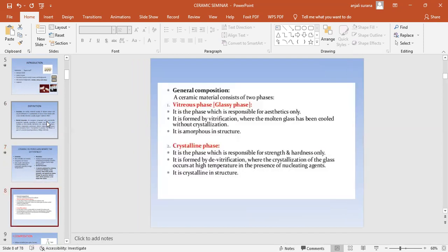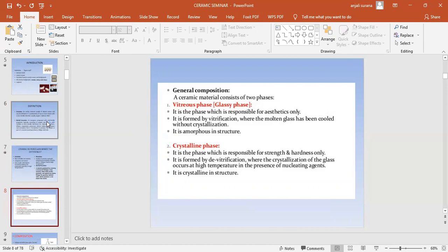Now, the general composition of ceramic: it has two phases, vitreous phase and crystalline phase. Vitreous phase is also the glassy phase. It is a phase which is responsible for aesthetics only. It is formed by vitrification where the molten glass has been cooled without crystallization. It is amorphous in structure.